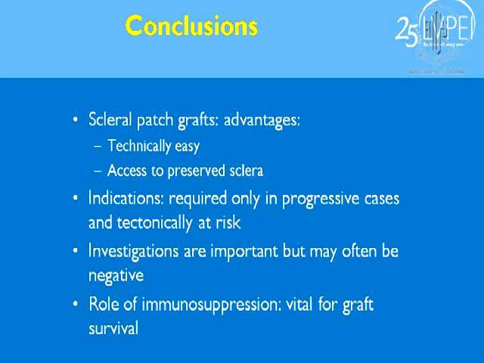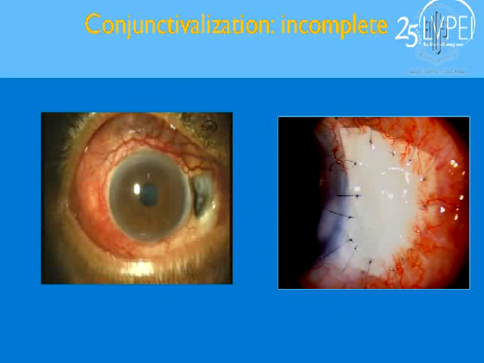Indications are you require it in progressive cases where they are tectonically at risk. And although you need to have investigations, need to have the reports, very often they are negative. Sometimes you may use your clinical judgment and not have the patient spend a lot of money on some of these investigations. But the more important thing is to have the patient spend money on immunosuppression.